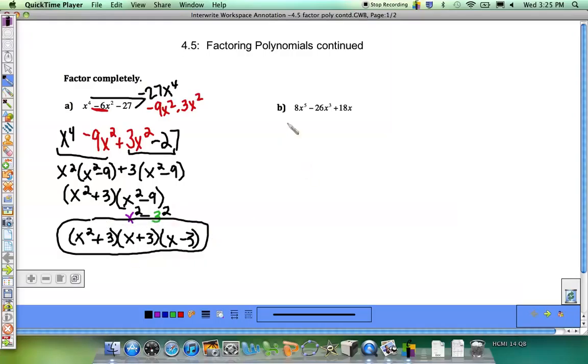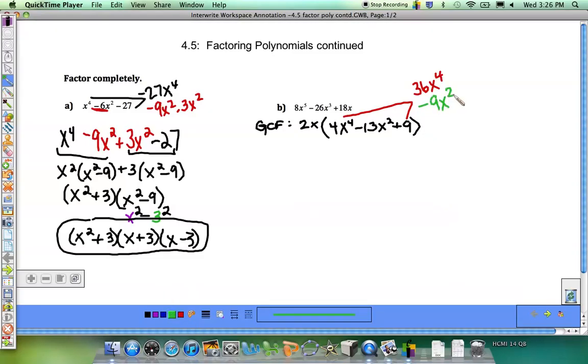On the second one, there's actually a greatest common factor for all of those terms, and it would be 2x. They're all divisible by 2, and they're all divisible by x. So if I divide that out, I have 4x to the fourth minus 13x squared plus 9. Inside of those parentheses, I have three terms, so I'm going to multiply those two together. If I use negative 9x squared and negative 4x squared, that will add up to my negative 13x squared.